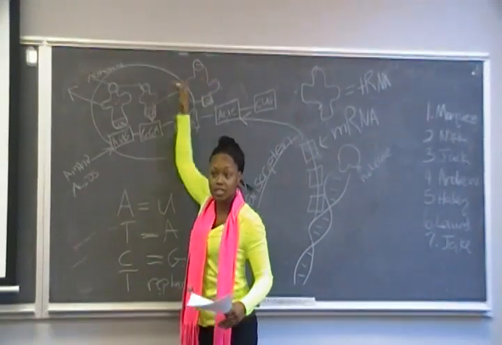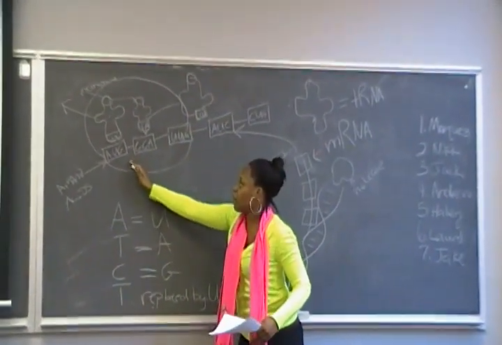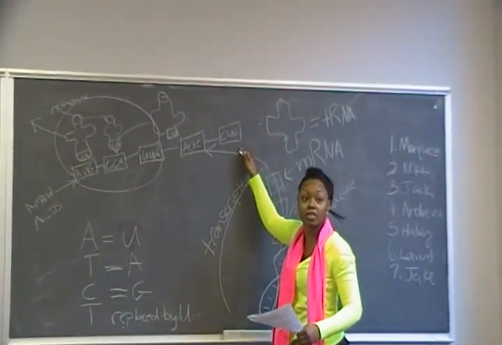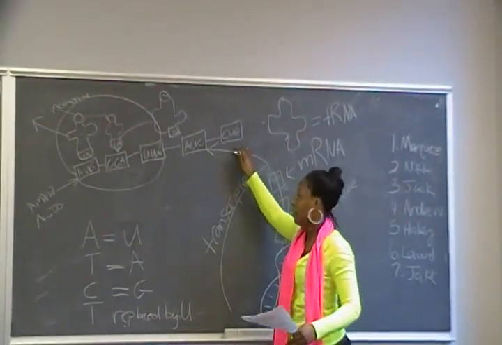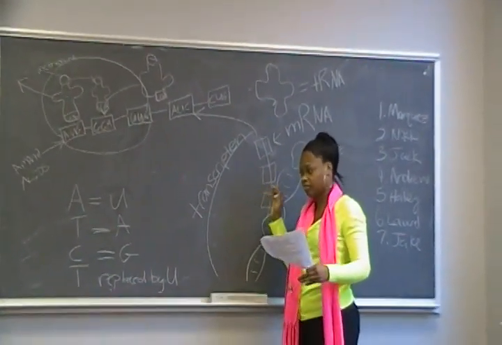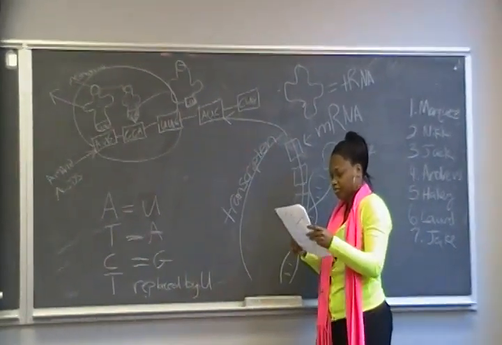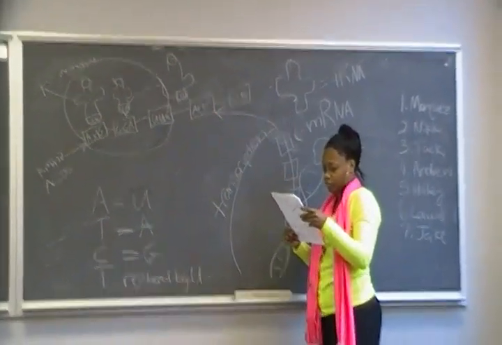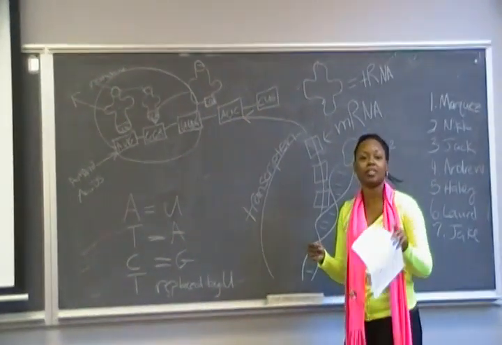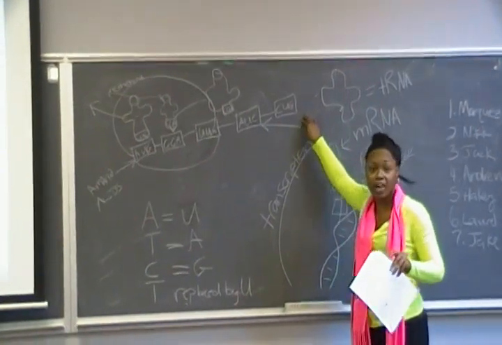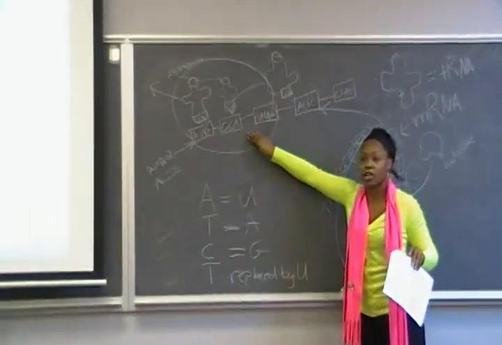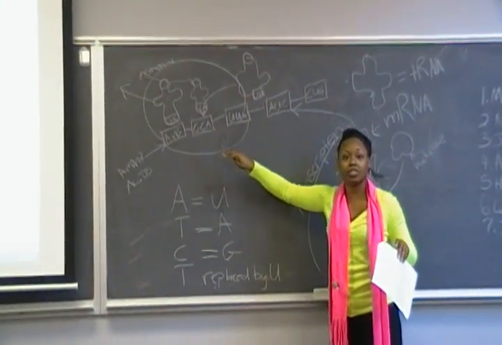The tRNA are going to continue to come in. This ribosome is going to continue to move down the sequence until it reaches the end of the sequence. Once it reaches the end, there's going to be a stop codon, and a release factor is going to come into the ribosome and make this process stop, and that's called termination.